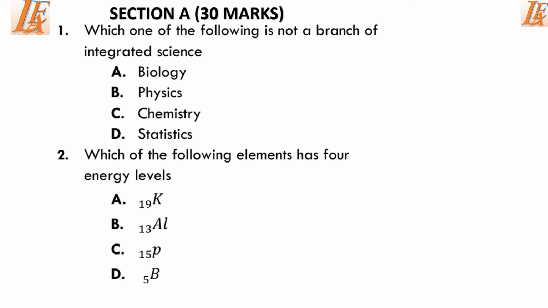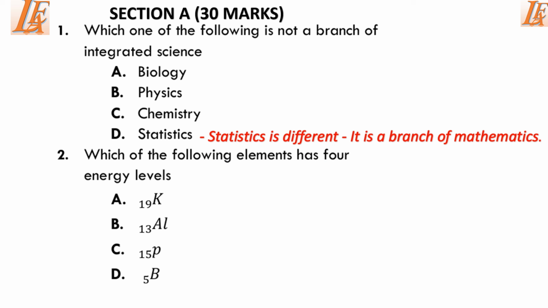The first question, which one of the following is not a branch of integrated science? A. Biology, B. Physics, C. Chemistry, and D. Statistics. The correct answer is D. Statistics. Statistics is not a branch of science, it's a branch of mathematics.